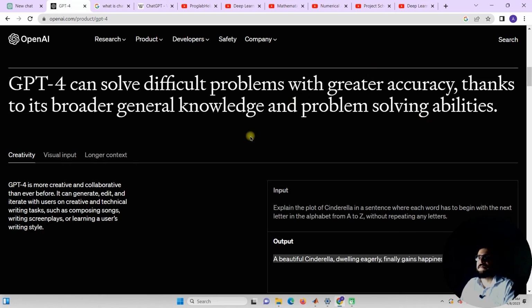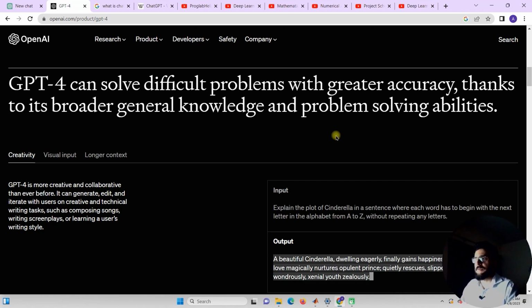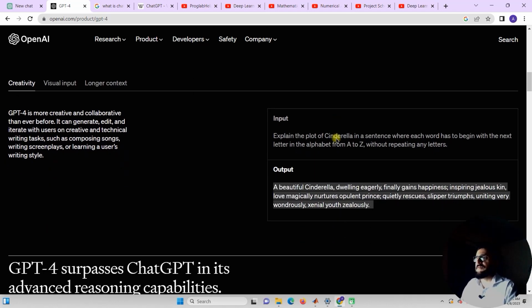On their website we have some examples. Here, ChatGPT 4 can solve difficult problems with great accuracy thanks to its broader general knowledge and problem solving abilities. Then we have some examples like explain the plot of Cinderella, etc. But we are more focused on programming tasks.